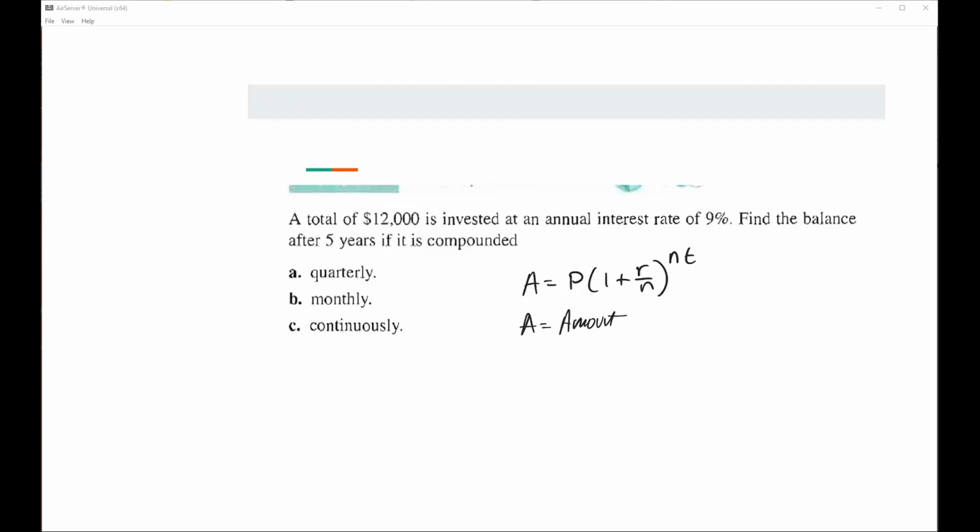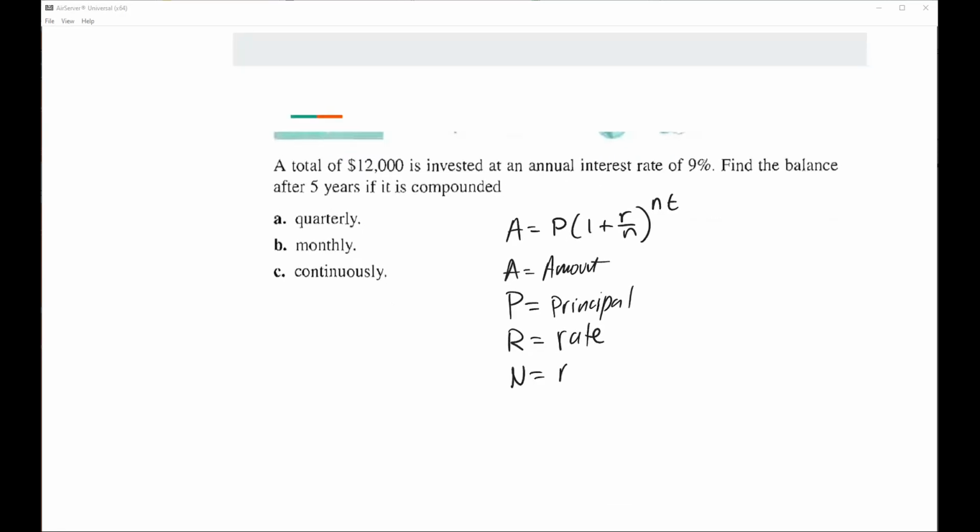The big P is the principal, and we'll talk about that. The R is the rate. The N is the number of times per year compounded, as I would say. Number of times compounded. And I'll talk about that later on, annually. And then the T is time in years.